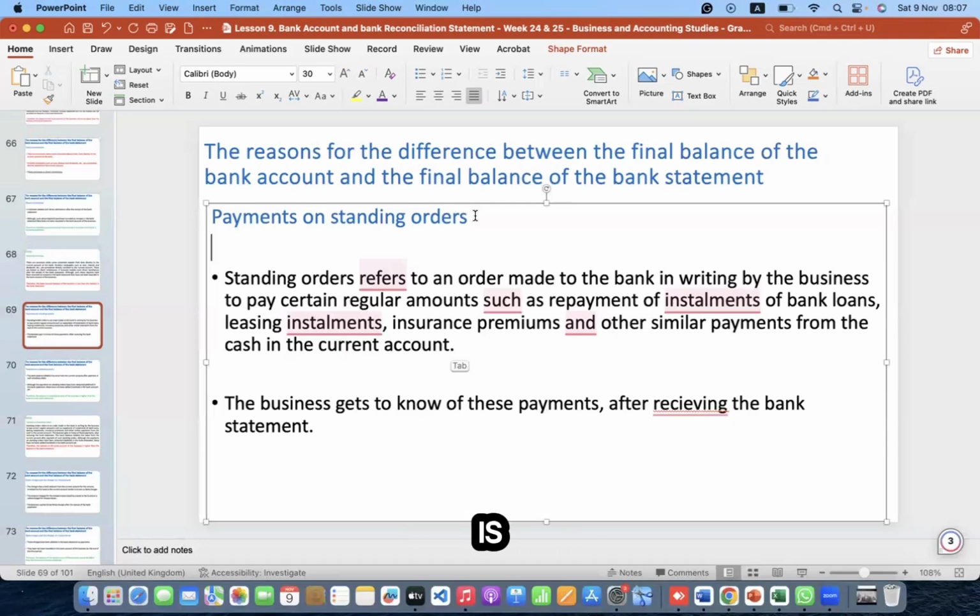So what happens is, without you being aware, since you have already given this instruction on a standing order, this payment will be processed. The bank account is debited and the money goes to the relevant other bank, the insurance company, or some other third party. But you don't know about this. You will only know about this once you receive the banking statement. After receiving the bank statement only you will know about these payments.